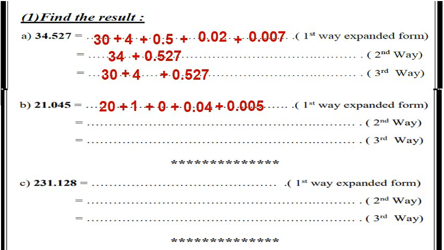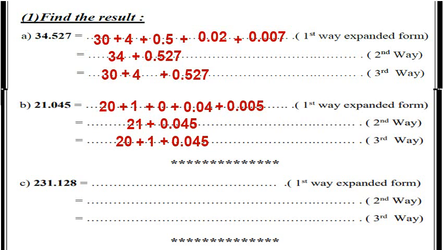As we said, in the second way, it's easier to break the number into a whole part and a decimal part. So the whole will be 21 plus the decimal part, which will be 0.045. The third way, as we said before, it's easier for us to break the whole part. So 21 will be 20 plus 1, then plus the decimal part as it is, 0.45.